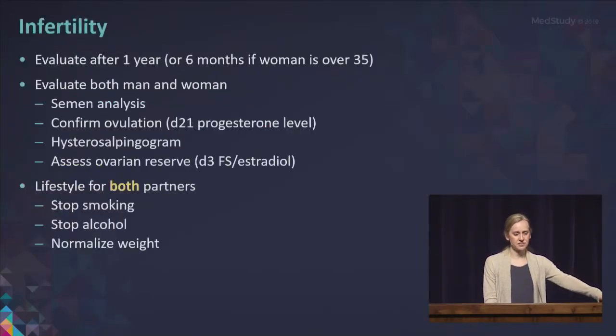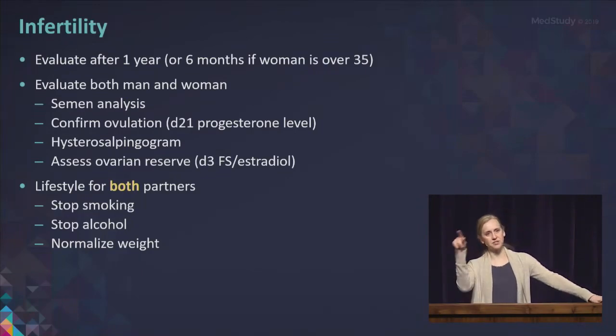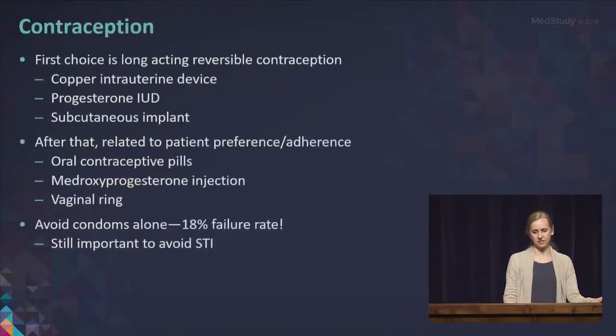So infertility is the first thing to talk about. Remember that we don't need to evaluate it until the couple has been trying to get pregnant for a year. If the woman is over 35, then you move it up to 6 months. You need to evaluate both the man and the woman, and this involves everything. So the semen analysis in the man, we're going to look at the chromosome analysis of both people, and then we're going to confirm ovulation and ovarian reserve in the woman. If all of that's still normal, we can do a hysterosalpingogram to make sure that the fallopian tubes are patent. And then both partners need to stop smoking, stop alcohol, and normalize their weight. Weight loss can be very, very important to combating infertility.